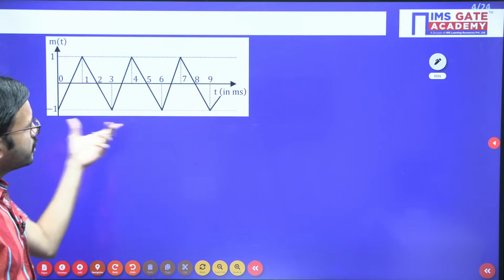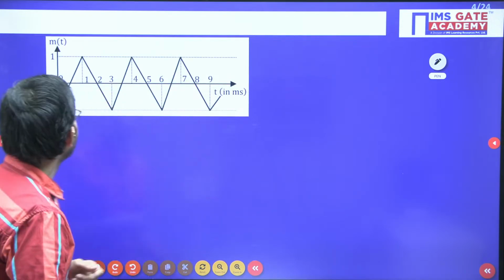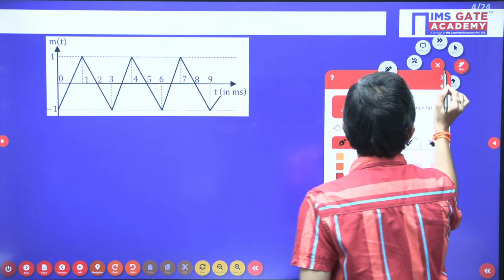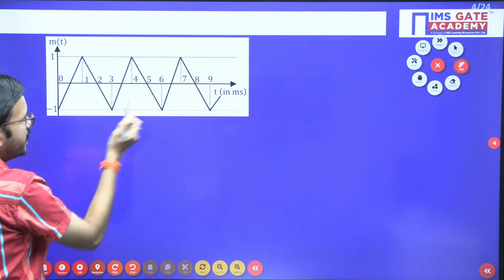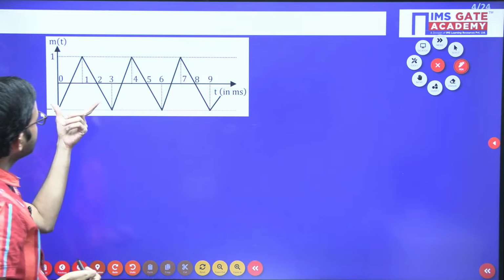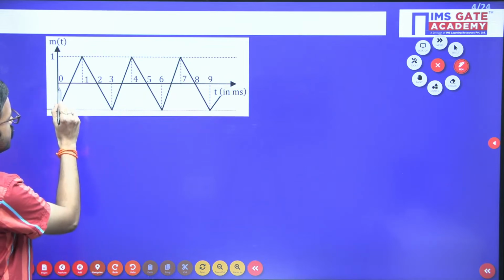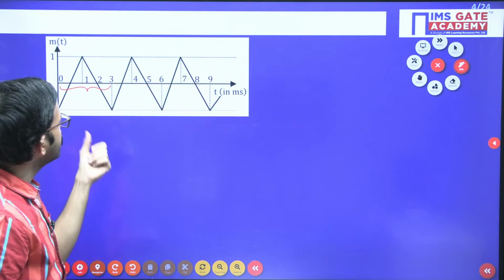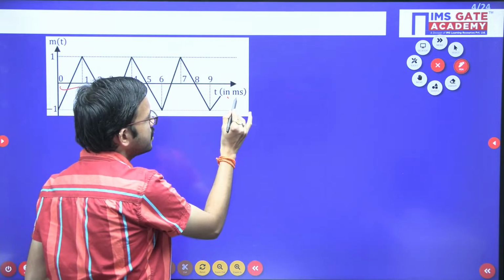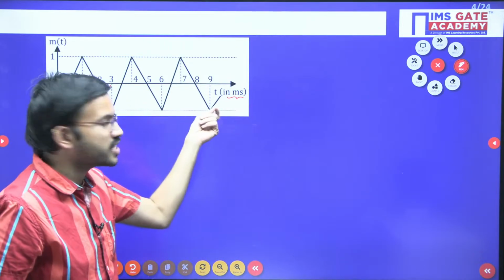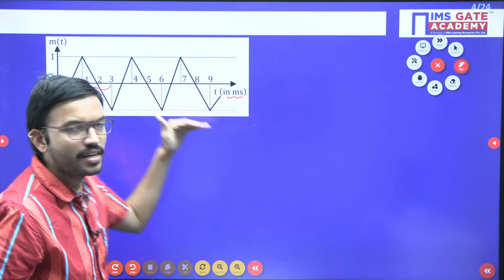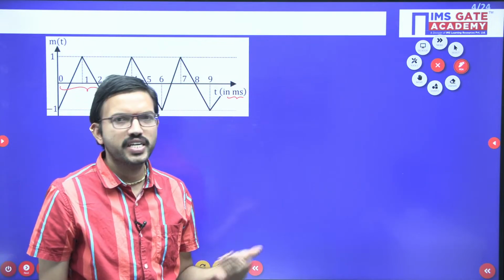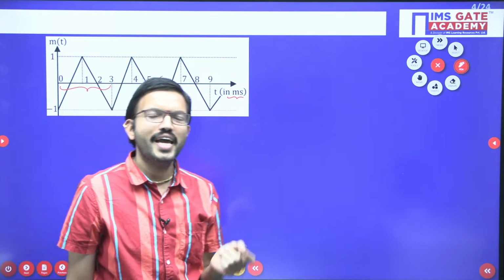Now if you observe this waveform carefully, it is a periodic waveform, from 0 to 3, with time in the order of milliseconds. This is the most interesting and important thing in this question. In general, you'll have time in the order of seconds. Sometimes they will represent it in milliseconds or microseconds, etc. So whatever units they have mentioned, we have to consider exactly like that.